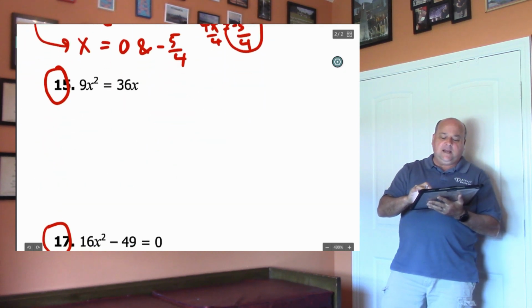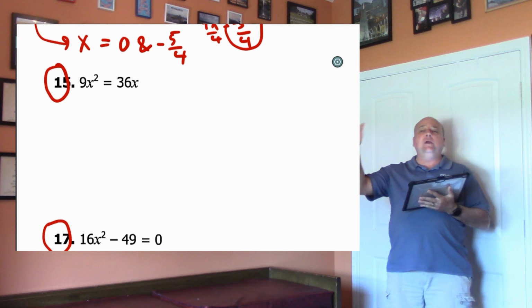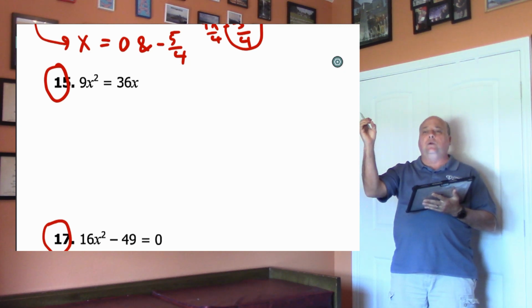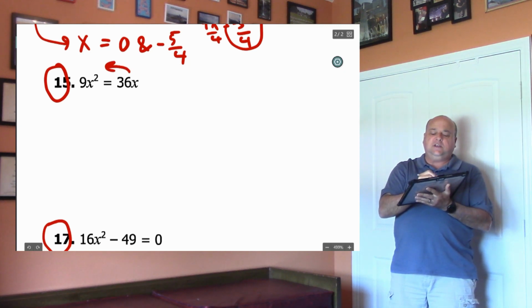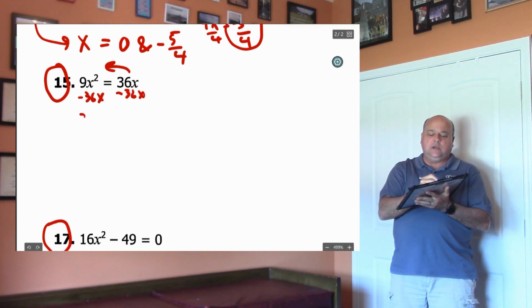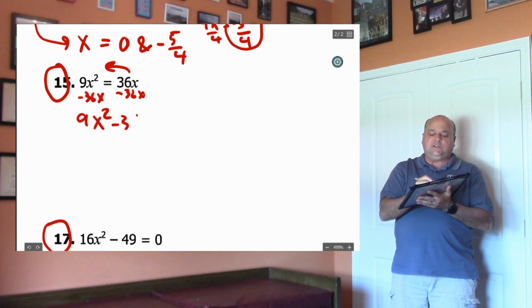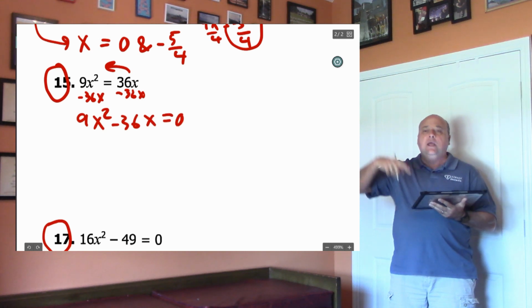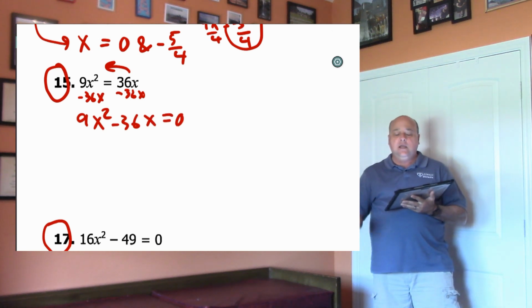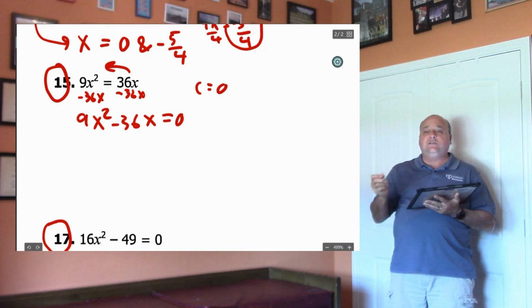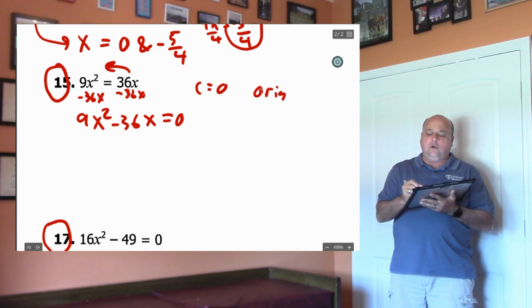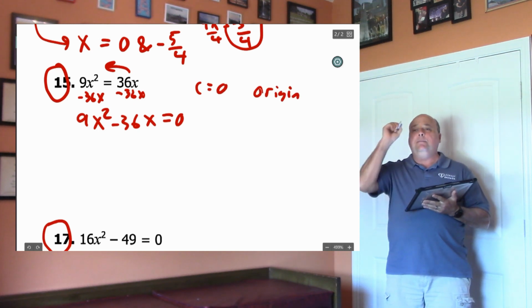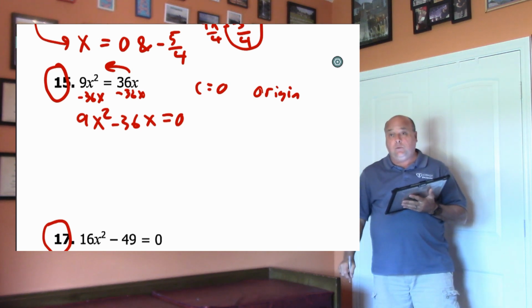Okay, let's go to 15. On 15, you can't do anything until it's solved for 0. So move the 36 over. You're going to subtract negative 36x from both sides. You'll get 9x squared minus 36x equals 0. Now I can solve it, can I? Notice that c is equal to 0, so the graph goes to the origin, doesn't it? That means one of my zeros will be 0.